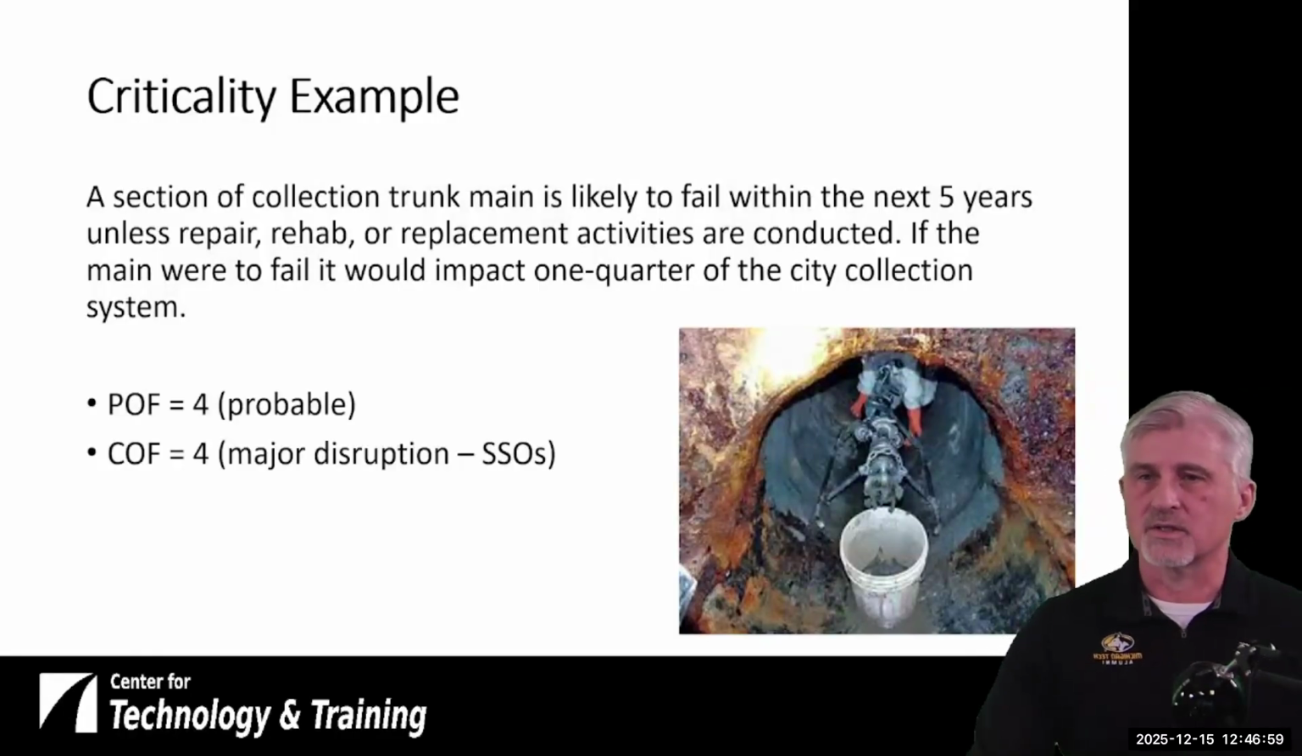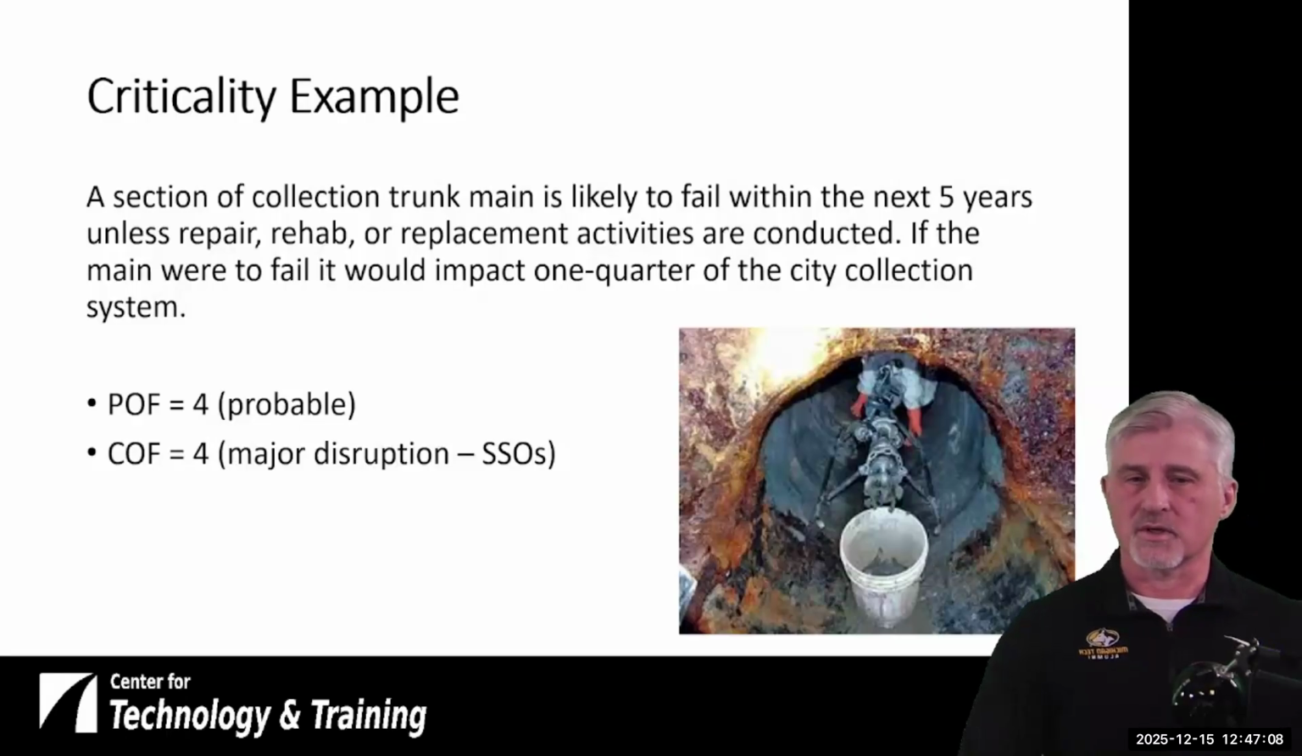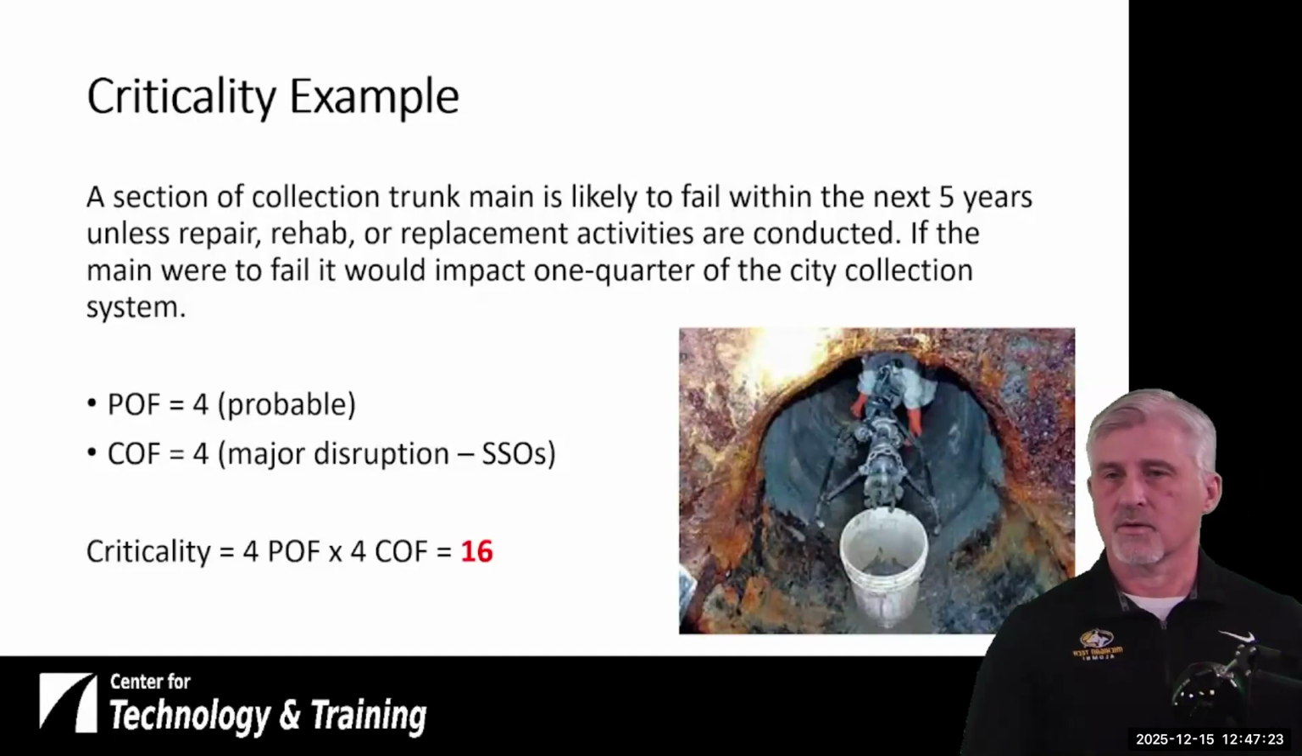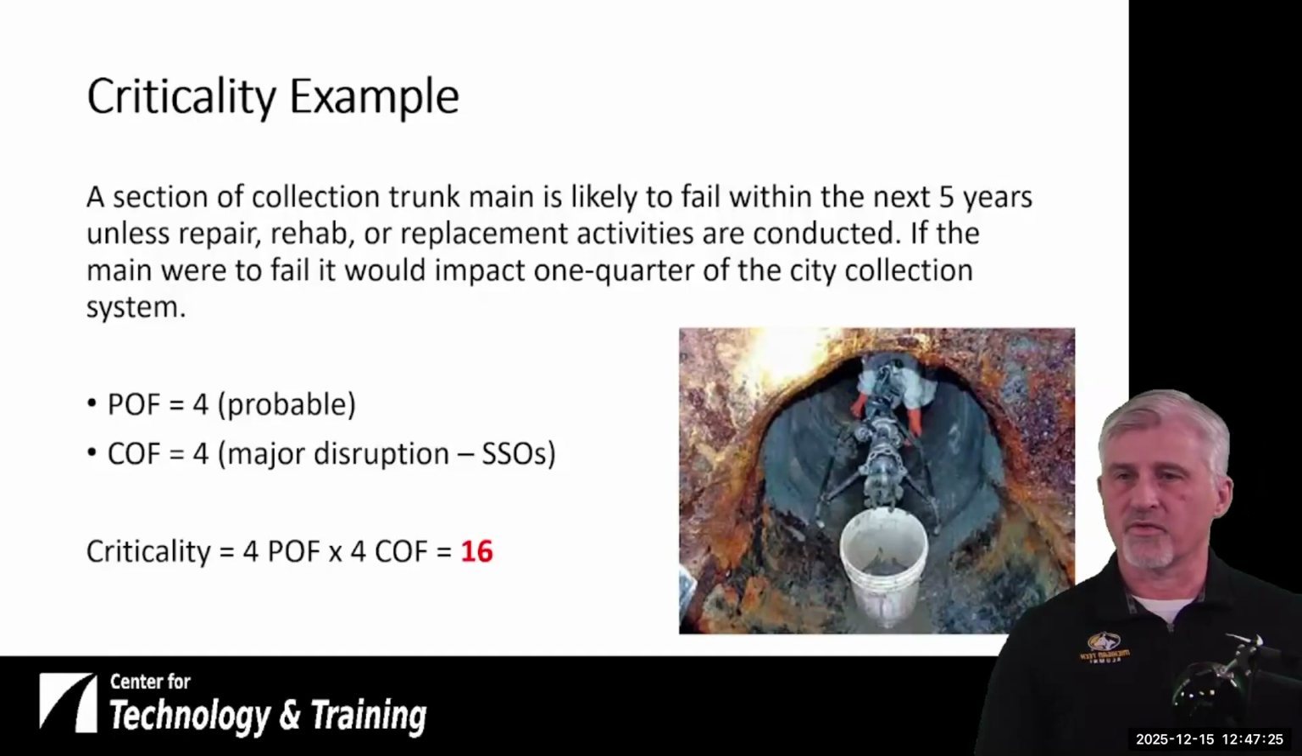We're going to give that also a 4, because that would be considered a major disruption. It's not the entire system, but it's a good portion of it. And it could result in some sanitary sewer overflows. So if we're going to determine our criticality, we need to take that potential of failure times the consequence, and we multiply those two together. They're both 4. That gives us a criticality of 16.